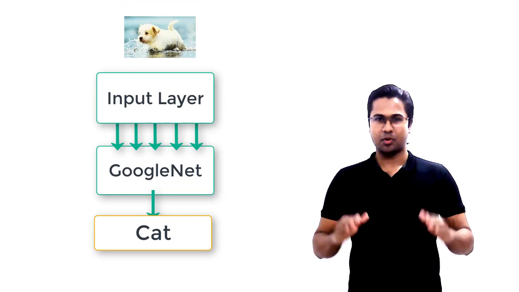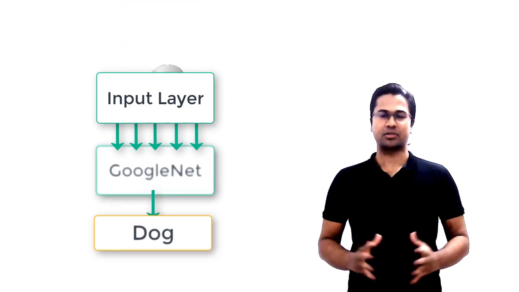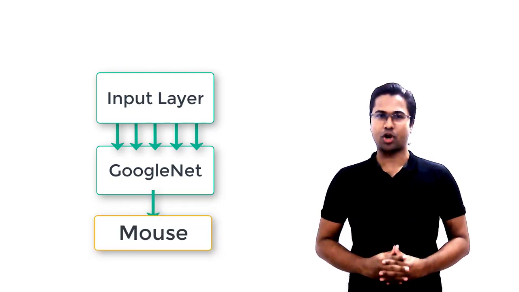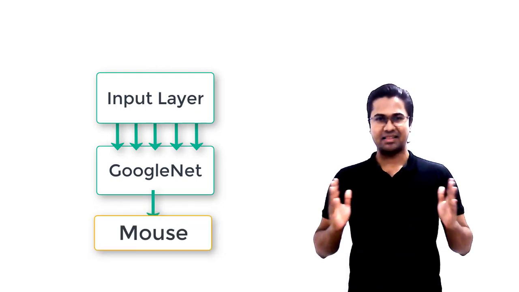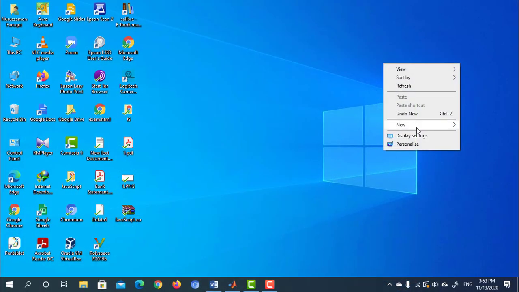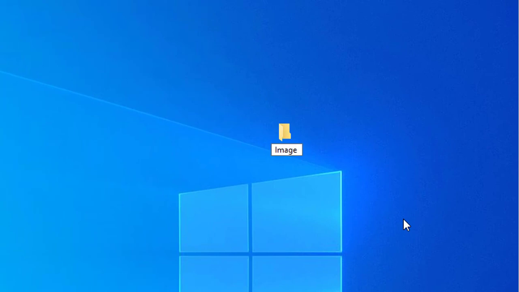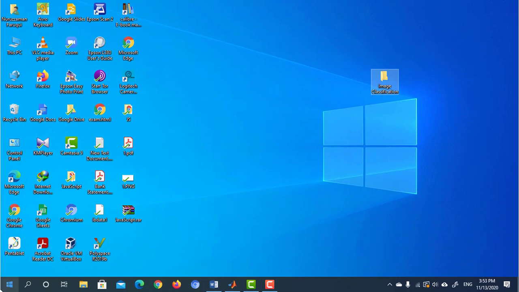In this lesson, I will show you how to classify images using GoogleNet, a pre-trained convolutional neural network. Let's get started. To keep things organized, create a folder and name it Image Classification. Then launch MATLAB.